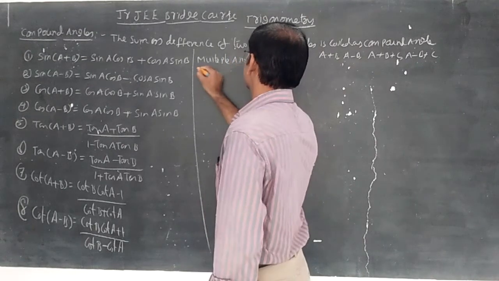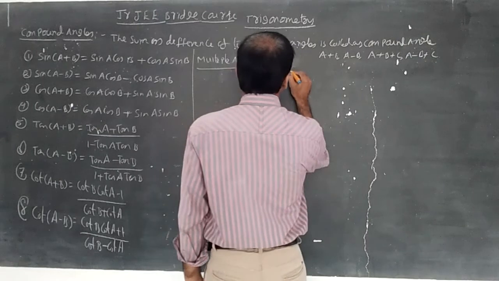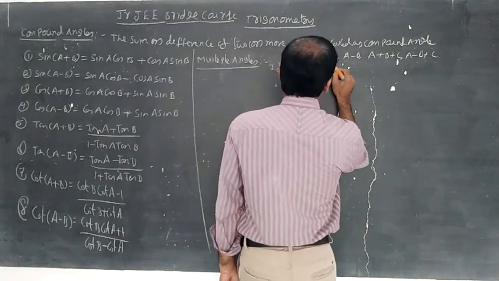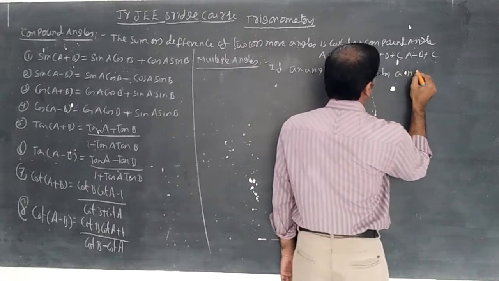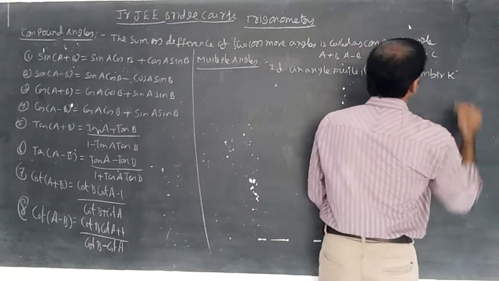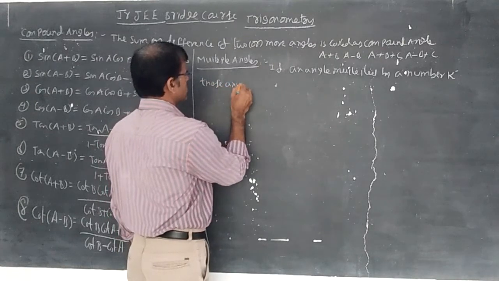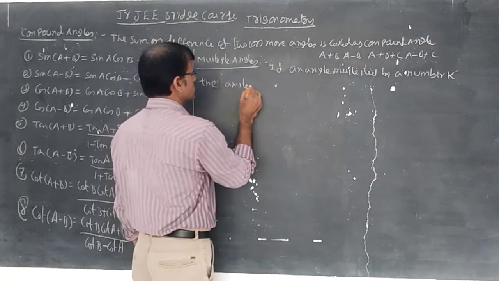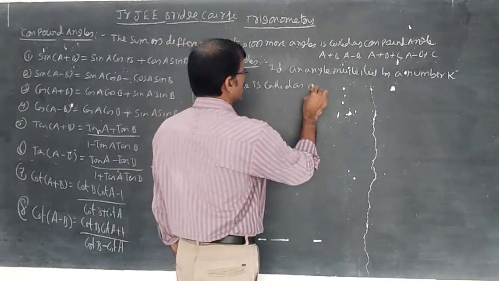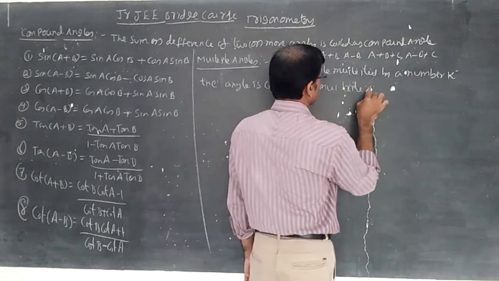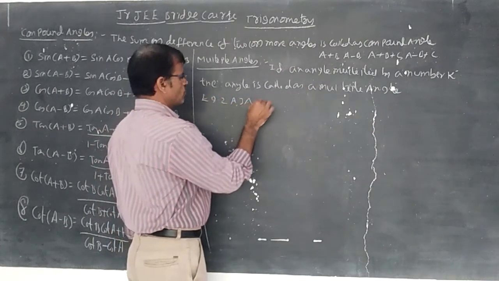Multiple angles. If an angle is multiplied by a number k, those angles are called multiple angles. For example, 2a, 3a, 4a, like that.